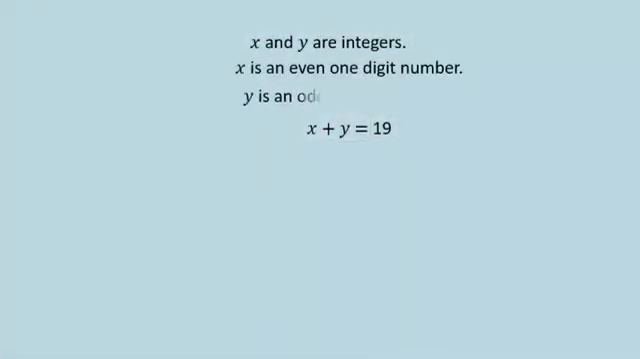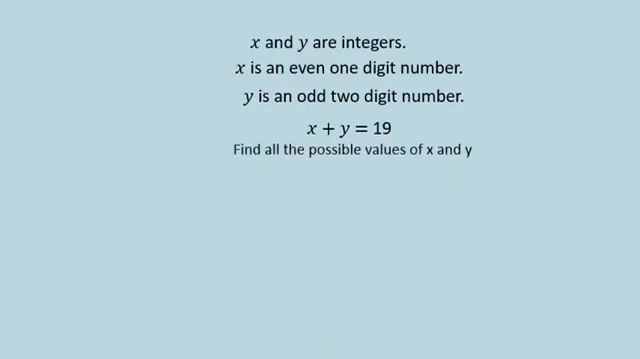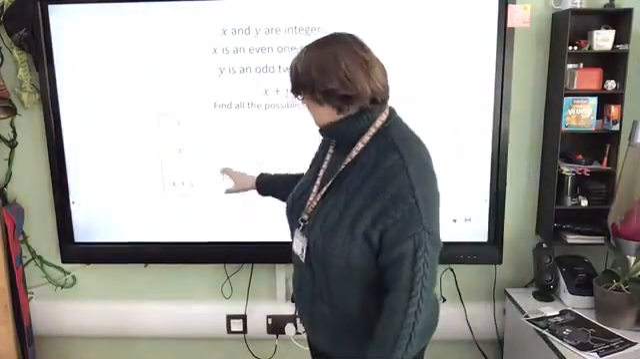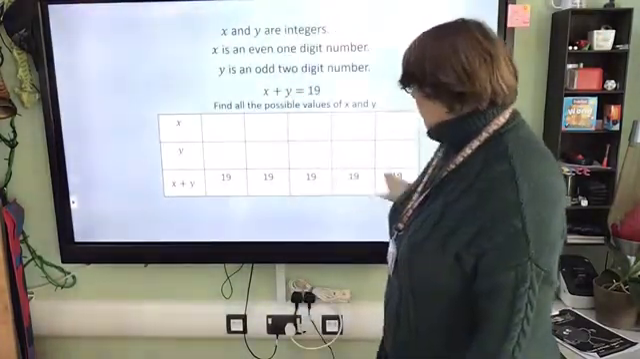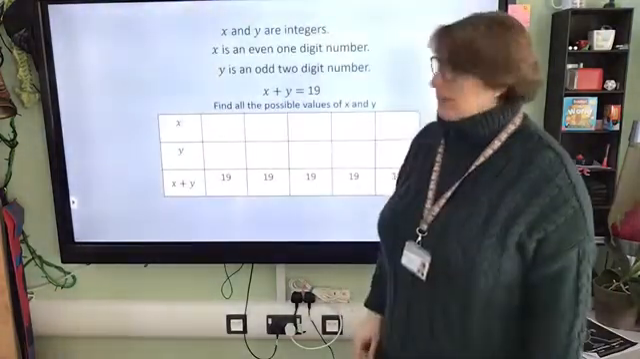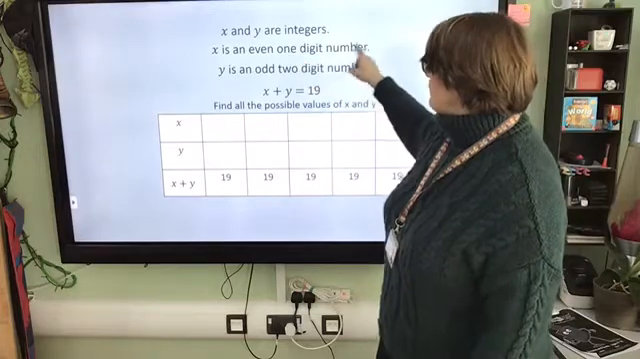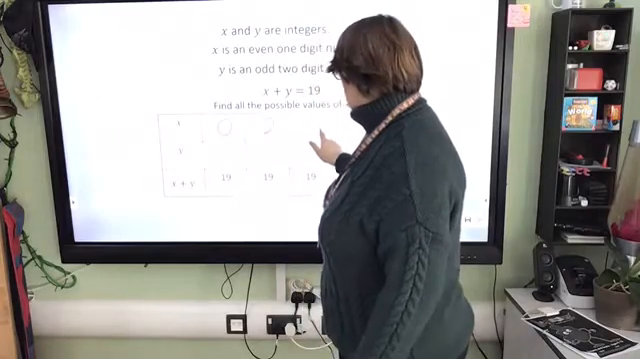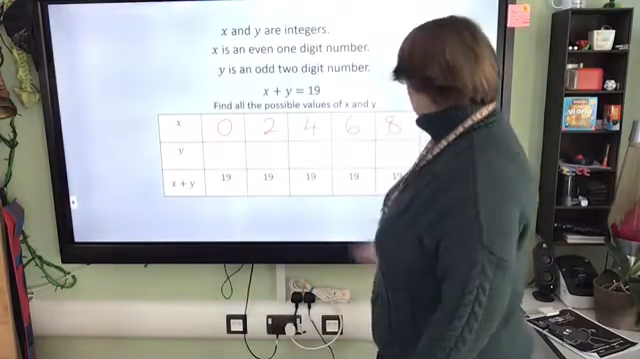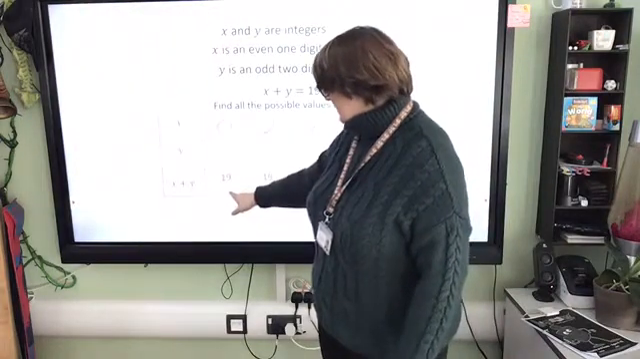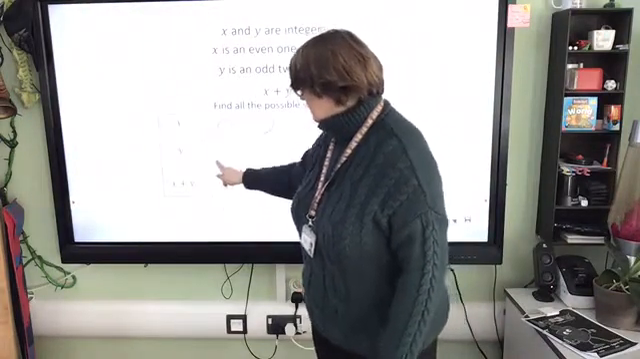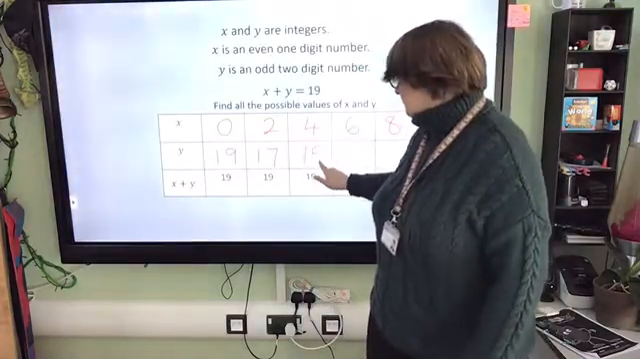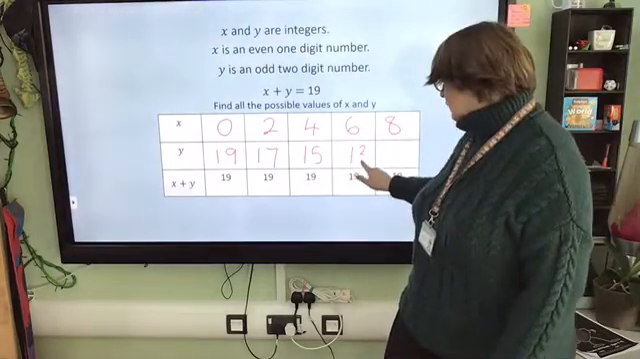Have a look carefully at this next challenge and pause the video to have a go for yourself. You might have chosen to use a grid like this, but I'm sure you will have had that your x and y, the known value is 19, all the way along, and then you've got a list of what the x's and y's could be. So I know that x is an even one-digit number. So I could think of my even numbers going up, and then I can think, well, what would I add to this to get the value of 19? So 0 plus 19, 2 plus 17, 4 plus 15, 6 plus 13, and of course 8 plus 11.